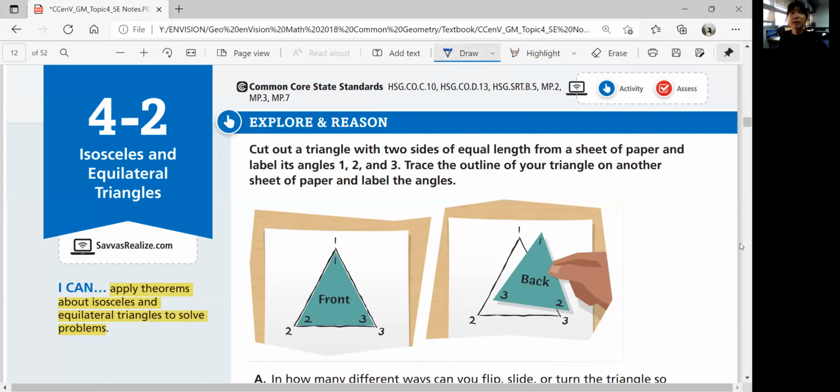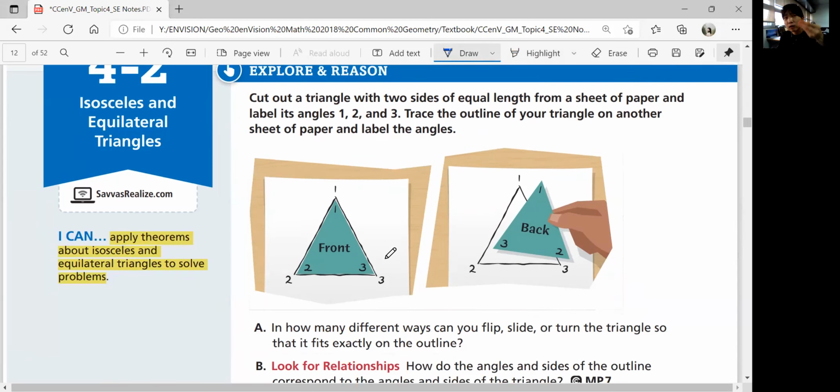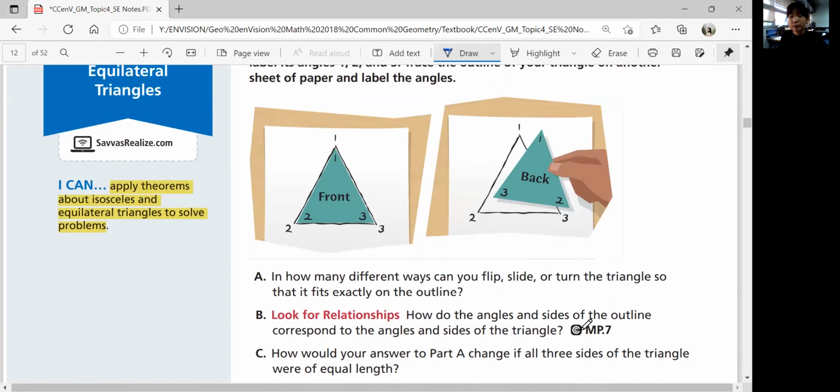Cut out a triangle with two sides of equal length from a sheet of paper and label its angles 1, 2, and 3. Trace the outline of your triangle on another sheet of paper and label the angles. Okay, so if you cut out a triangle and then you trace it on the outside, and then you label the angles, in how many different ways can you flip, slide, or turn the triangle so that it fits exactly on the outline?